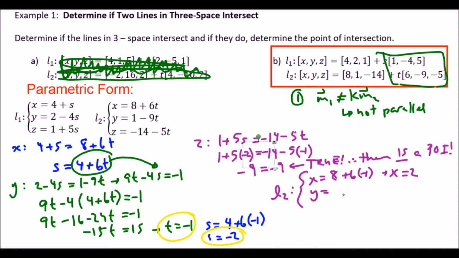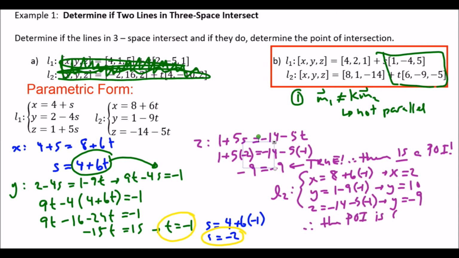Y is equal to 1 minus 9 times negative 1. So here y is going to be plus, so it's going to be 10. And then finally z is equal to negative 14 minus 5 times negative 1. So it looks like z is equal to negative 9. Therefore, the POI is (2, 10, negative 9).